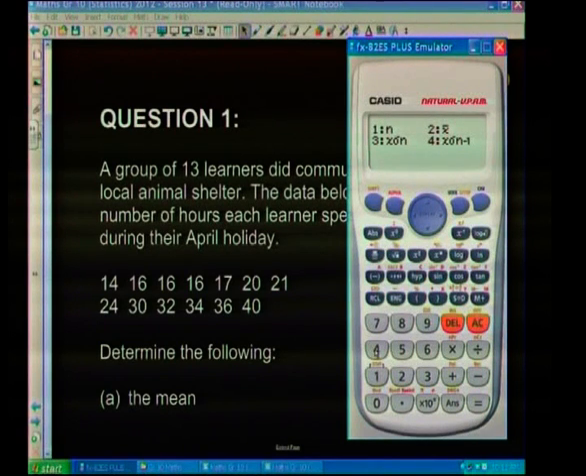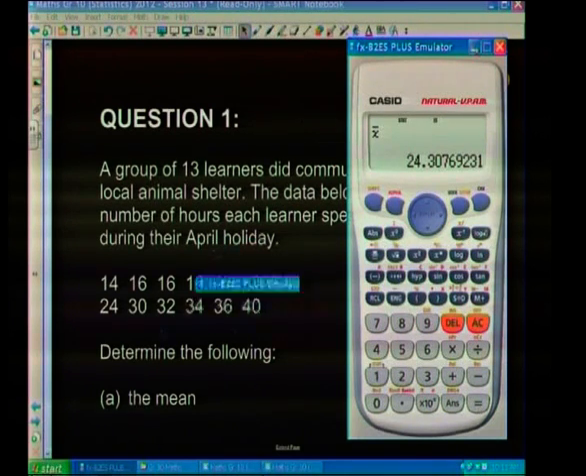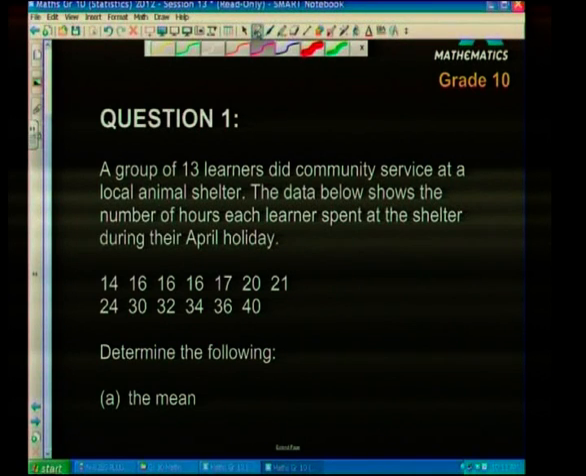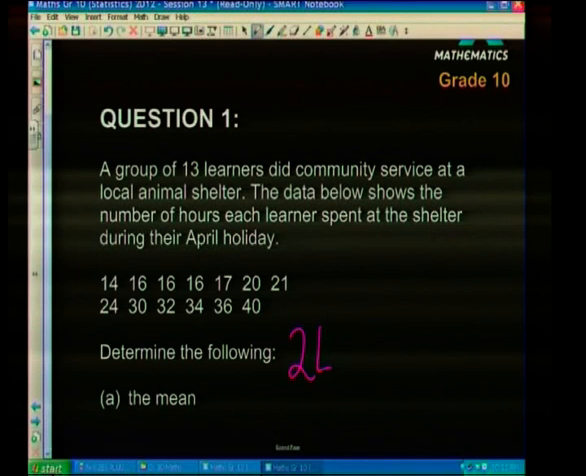I want to calculate the mean, so I'm going to be pressing number 2 and equals, and the mean number of hours spent at the animal shelter is 24,3. Now I'm going to write that down, 24,3. Obviously, what you will do is you will have a look at the rounding instruction that is given to you on the front of the paper. It might say round to the nearest hour or something like that. You will just follow that instruction.